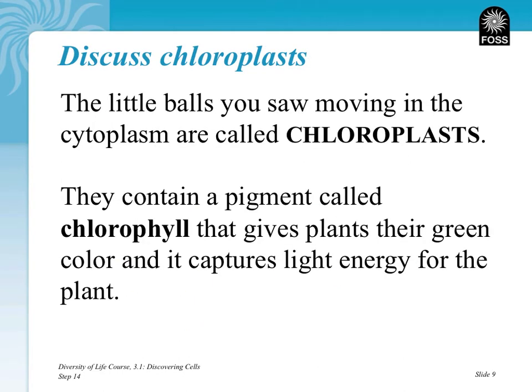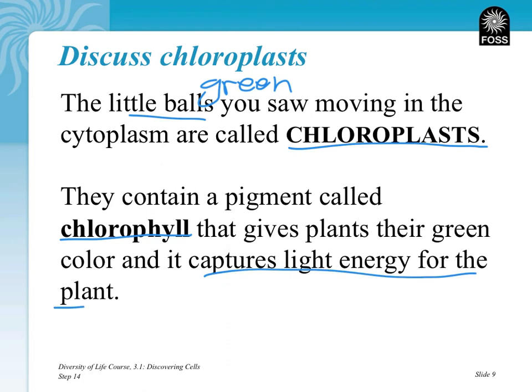Probably the easiest thing to see in there was the little green balls. I should put up there, green color, balls moving in the cytoplasm. And these are called chloroplasts. Chloroplasts contain a pigment called chlorophyll that gives plants their green color, and it does an important job in that it captures light energy for the plant.